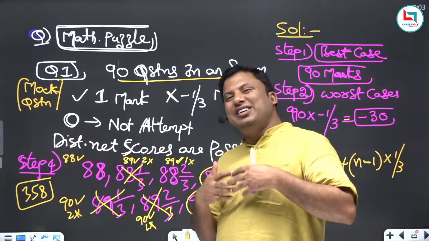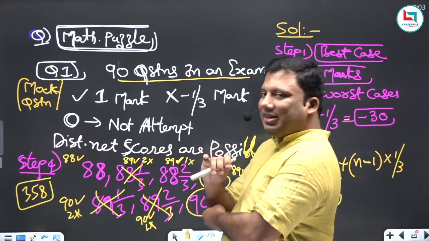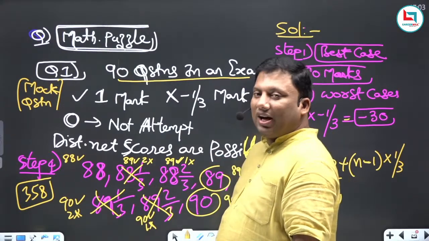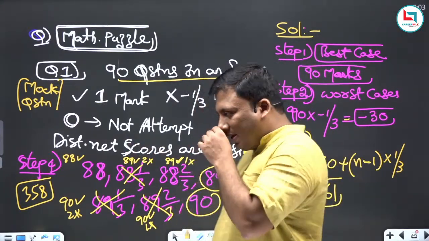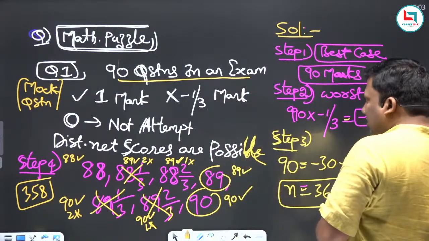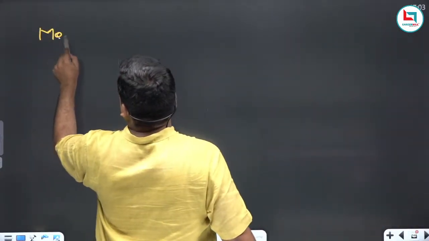Sir, isn't it difficult to find out which all cases are possible? Can you reduce the number of steps? Yes, there is a process. The process is method 2.